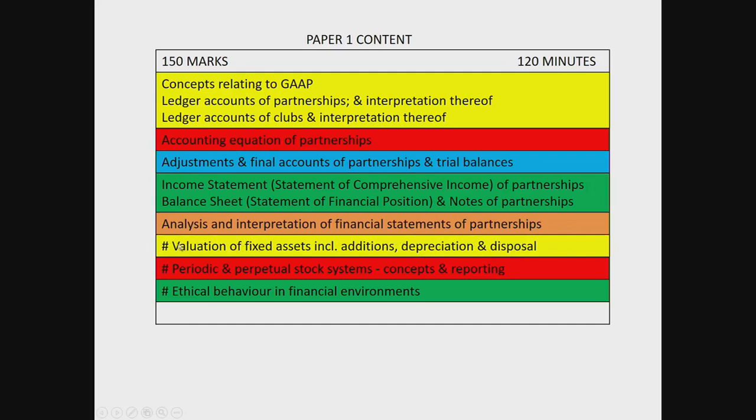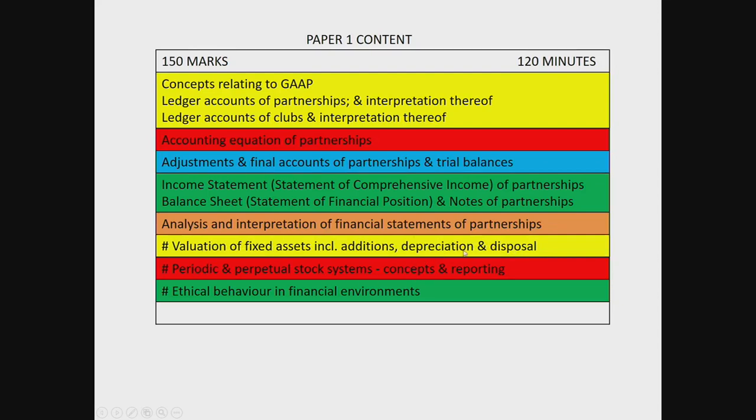That's why we have the hashtag over there. So the valuation of fixed assets, the depreciation, the asset disposal, and the additions, they could be either in paper one or in paper two. So please, when you prepare, make sure you understand how to do and what content will be in paper one and in paper two. Then we also did the periodic and the perpetual.